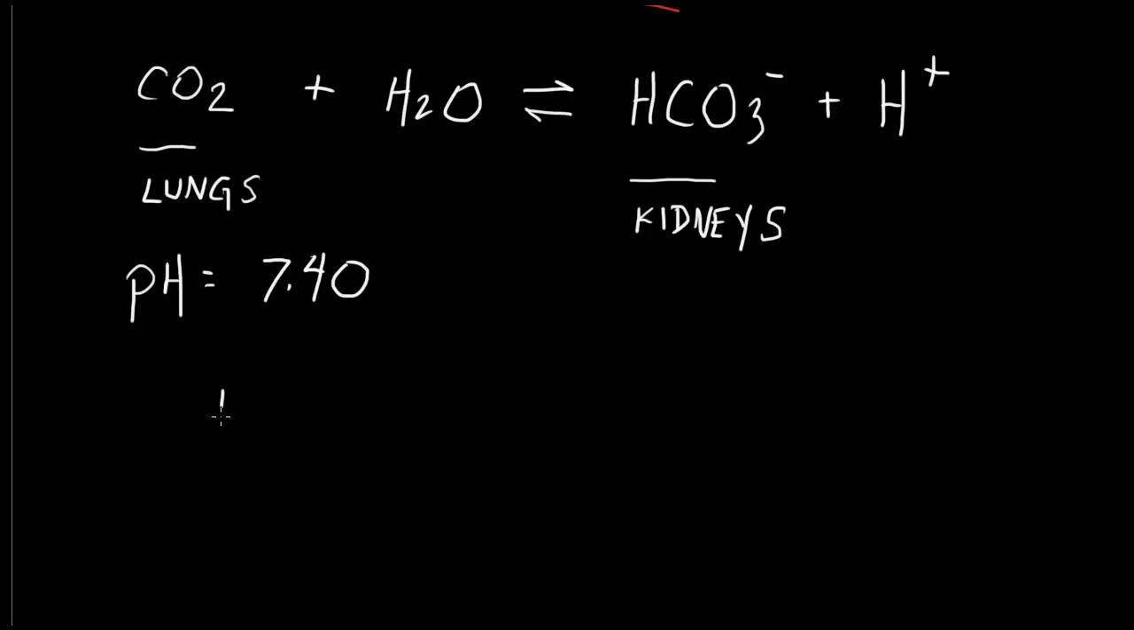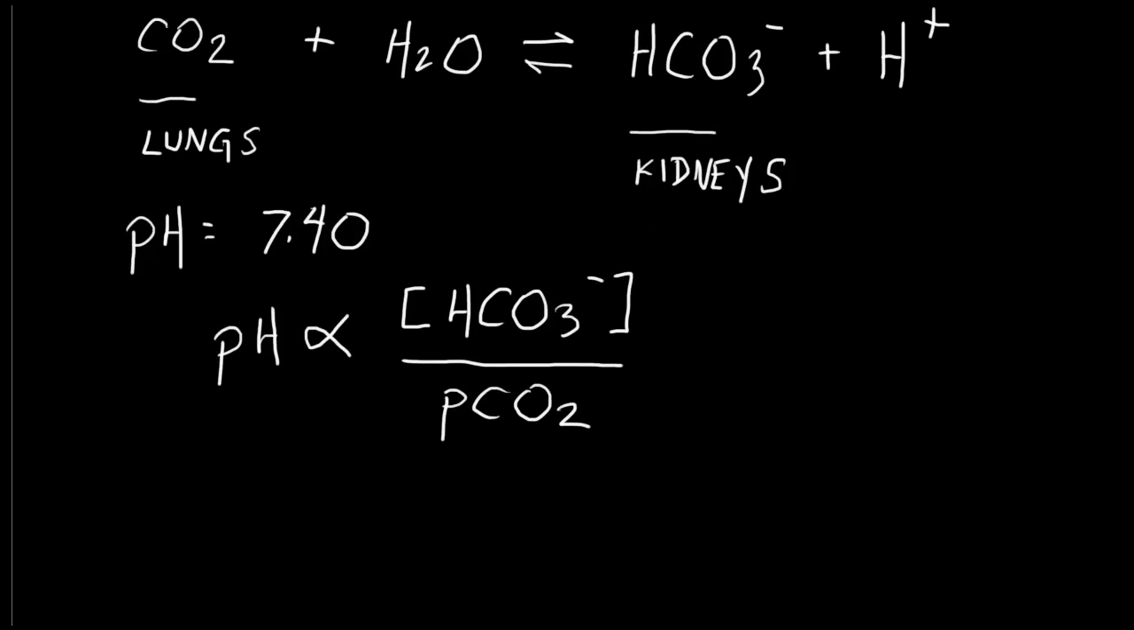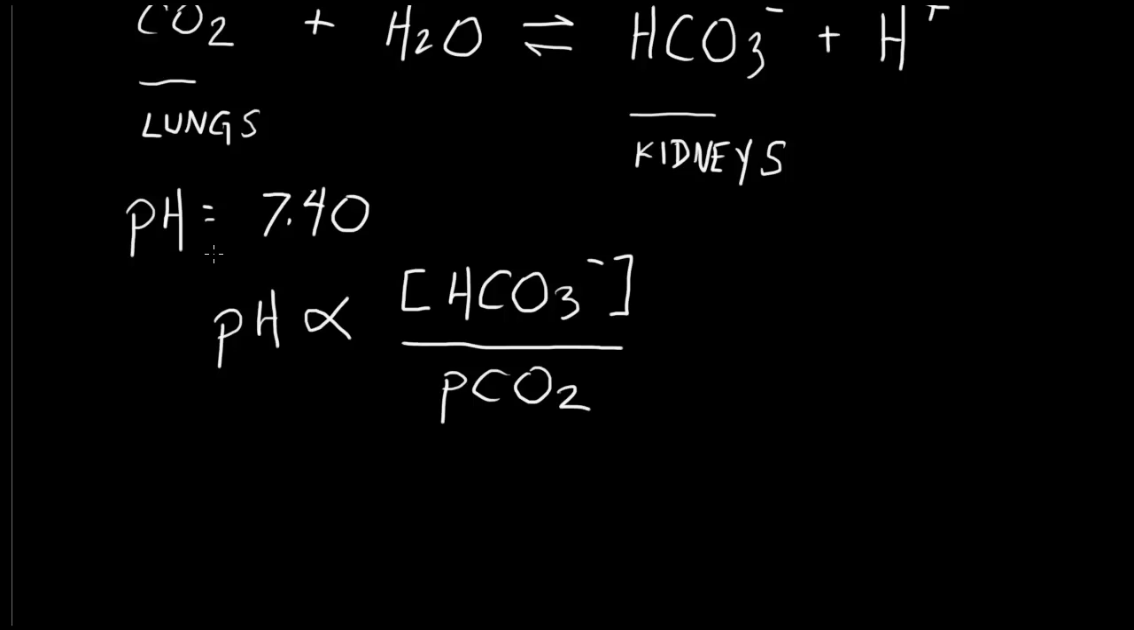With regard to pH, pH is directly related to the concentration of bicarb relative to the PCO2. This is the simplified Henderson-Hasselbalch equation, which is essential. By understanding this relationship between pH, bicarb, and PCO2, you'll be able to solve basic acid-base problems with ease.